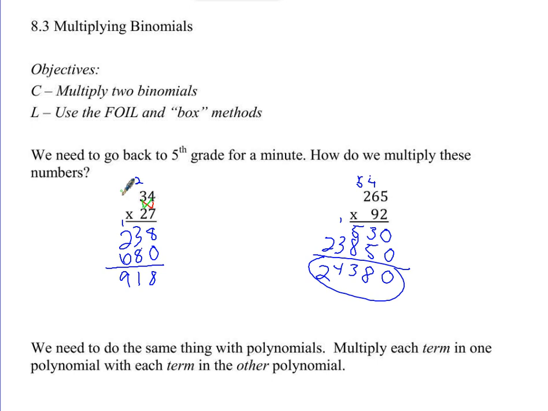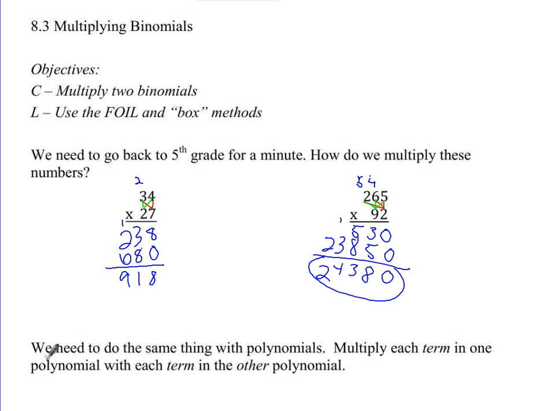On the other problem, you basically did exactly the same thing. You took that 2 and multiplied it times that 5. You multiplied it times that 6. You multiplied it times that 2. Then you took the 9 and multiplied it times that 5, multiplied it times that 6, and multiplied it times that 2. You've been doing that since the 4th grade probably. I wrote 5th grade up here, but probably the 4th grade. You know how to do that. Okay?